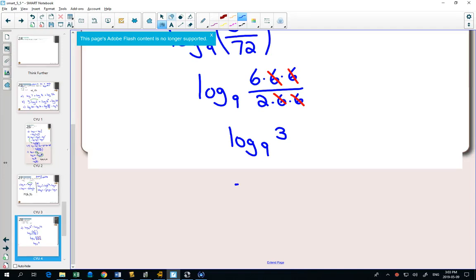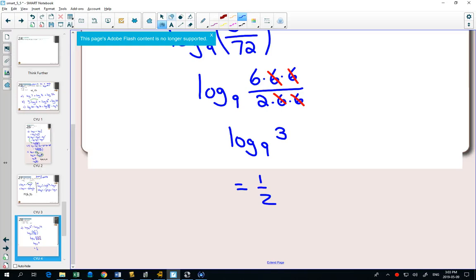Now, if you can do this in your head, perfect. 9 to what power is 3? If you can do this in your head and get 1/2, perfect, because an exponent of a half is the same as a square root, and the square root of 9 is 3. So you have to know those exponent rules of fractions or square roots or cube roots and so on.